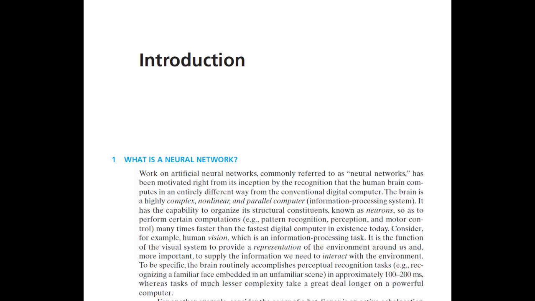As you know, our brain is a highly complex, non-linear and parallel computer. That is, it is able to process information. It has the capability to organize its structural constituents, which are known as neurons, so as to perform computations. A similar type of perception is implemented in neural networks with the use of artificial implementations, that is, our machines, electronics, etc.